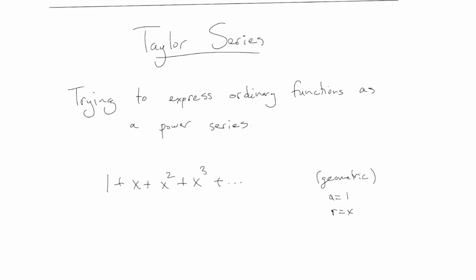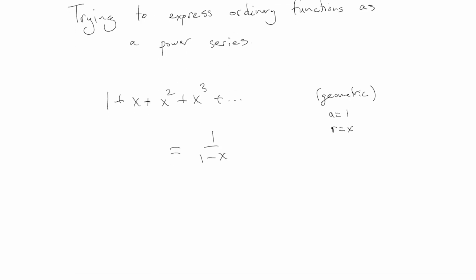And so that means this actually adds up to the old formula a over 1 minus r. So this one, when you add them up, you get 1 over 1 minus x. That's because the a is 1 and the r is x. All right. So that power series actually does add up to this function.